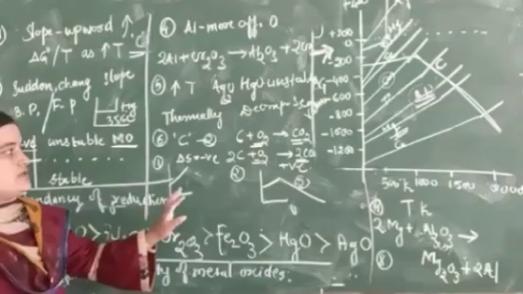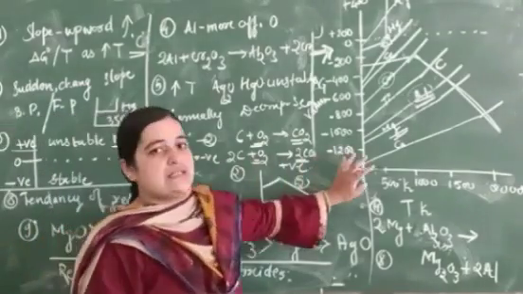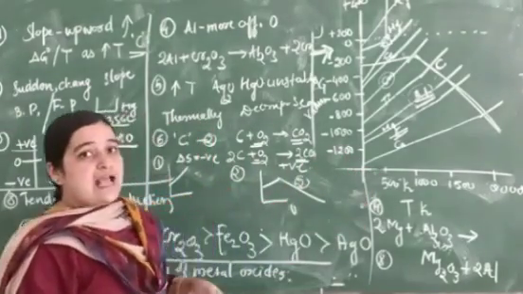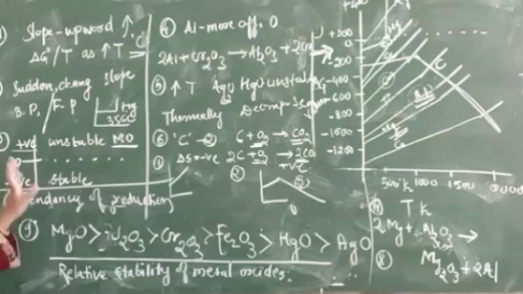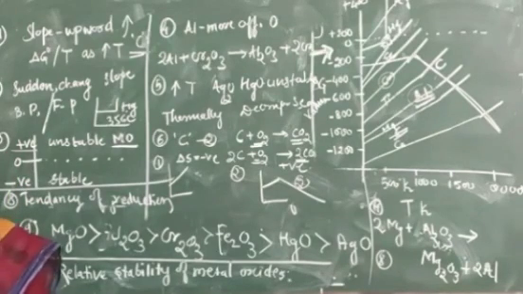This is all about this Ellingham diagram. They may ask for the salient features of this Ellingham diagram. You are supposed to write all these 9 salient features. Nothing more is there. It is a very easy part, and you can easily understand it.